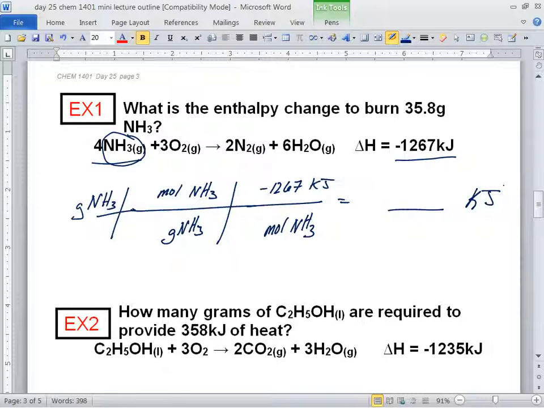I think that's 17, isn't it? Because 14 and 3 would be 17. Oh, I just multiplied by 4.